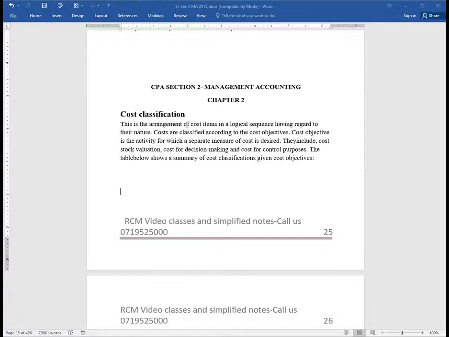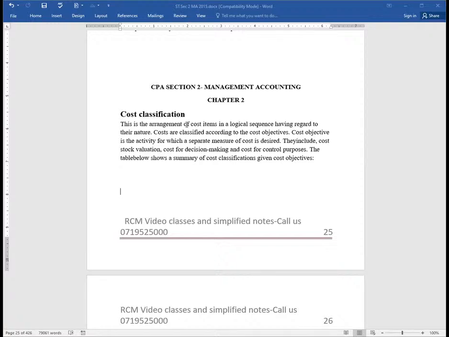They include, for example, the activity of valuation of our stocks, so that we will be having costs classified in accordance with stock valuation. Then costs for decision making. I would want to cost products in a way that will help us achieve this most important activity in an organization called decision making. Then you have costs for control purposes. Very, very important.